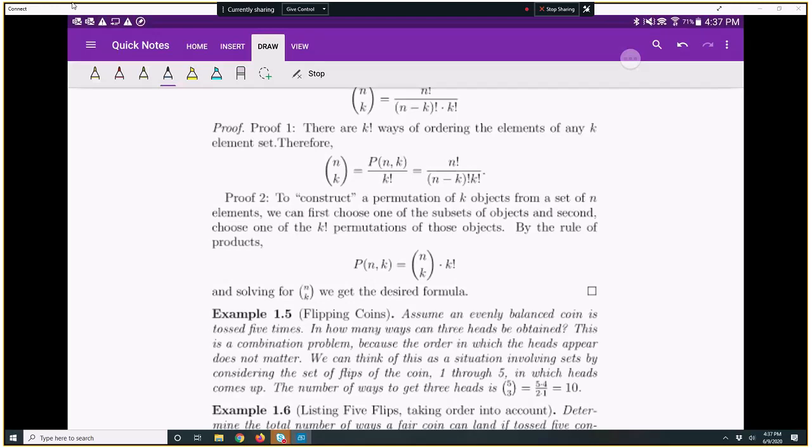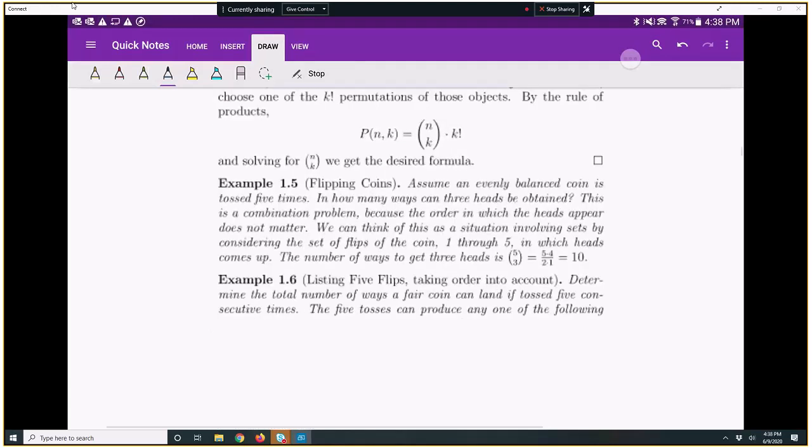Otherwise, we could think of it this way. To construct a permutation of k objects from a set of n elements, we can first choose one of the subsets of the objects, and then choose one of the permutations of those objects. So by the rule of products, the number of permutations is, well, first we choose k elements from the set of n elements, and then we multiply by the number of possible permutations. Then if we solve this for n choose k, we get the formula from above.